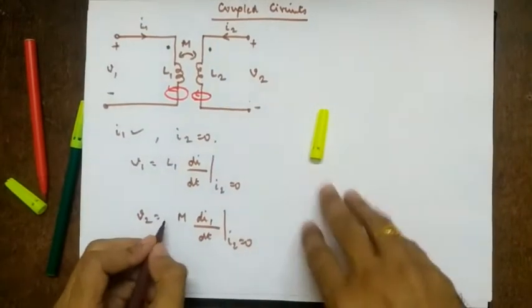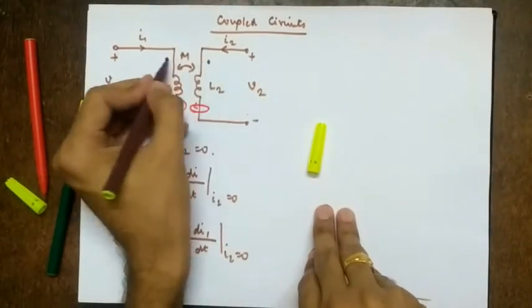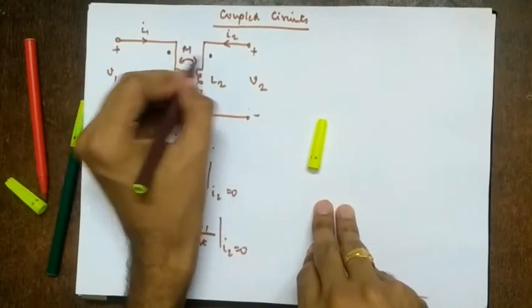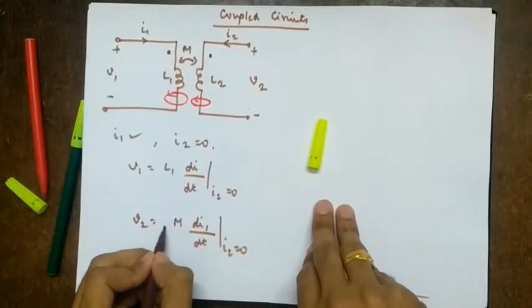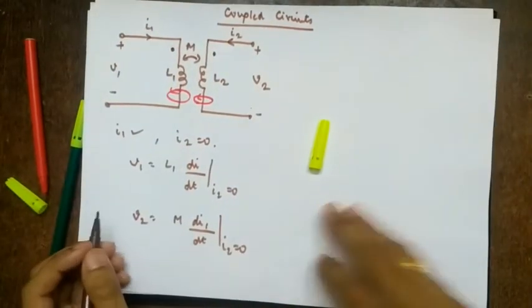And why is this positive? Because both the dots are entering. That's why we have seen it is aiding each other. So plus, right?